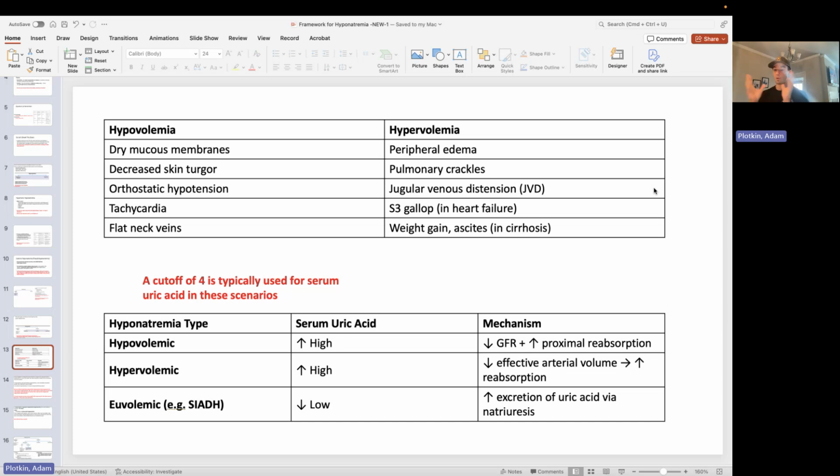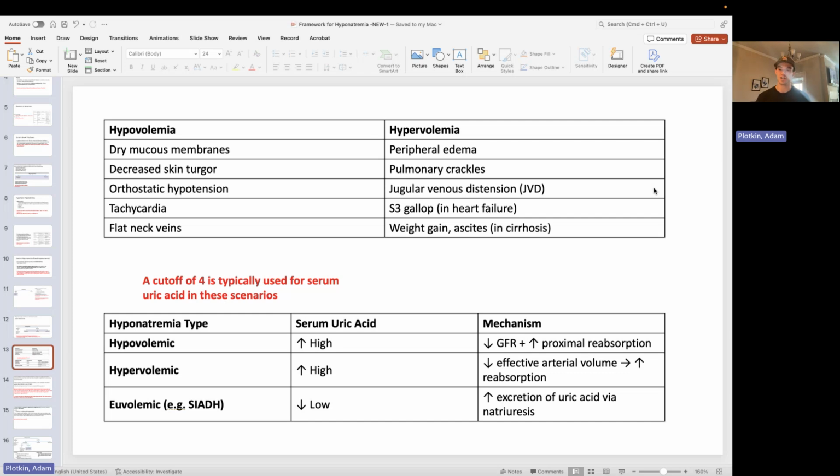Maybe because my heart's not working as well. Maybe because I'm losing albumin in my urine from nephrotic syndrome. Maybe I have cirrhosis and I've lost oncotic pressure that way because my liver's not making albumin. So in either case, the GFR is going to be low, okay, because there's less forward flow to the kidney. And in this case, the proximal reabsorption is going to be high. My kidneys are going to try to hold on to as much as they can, okay?